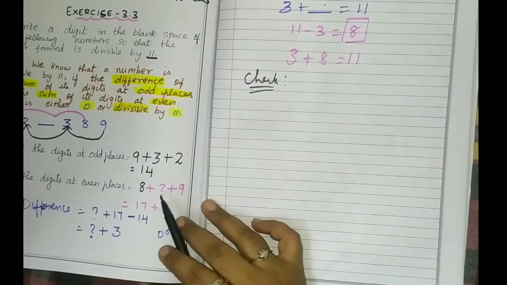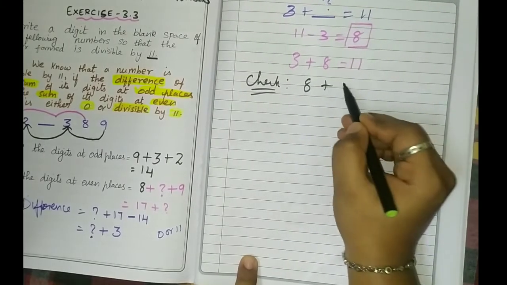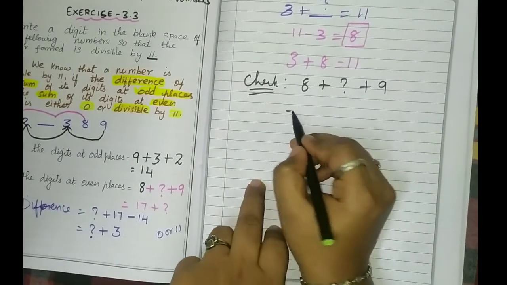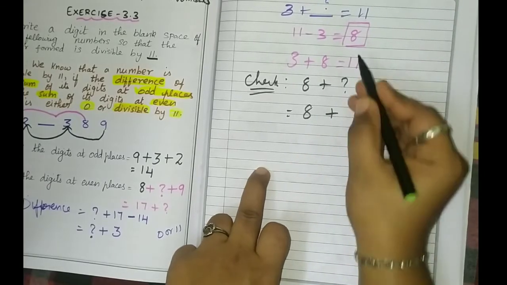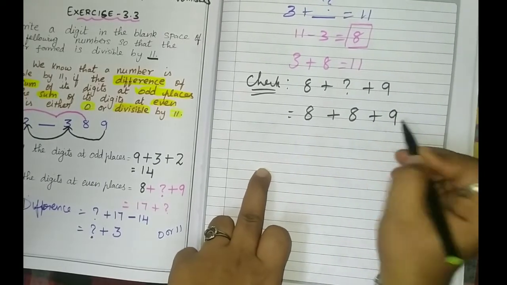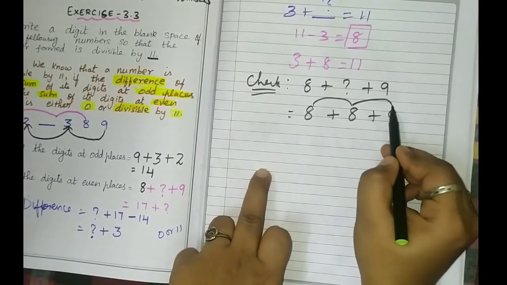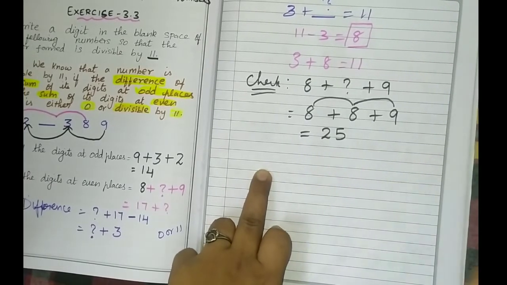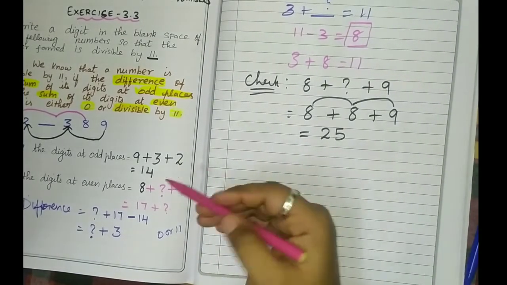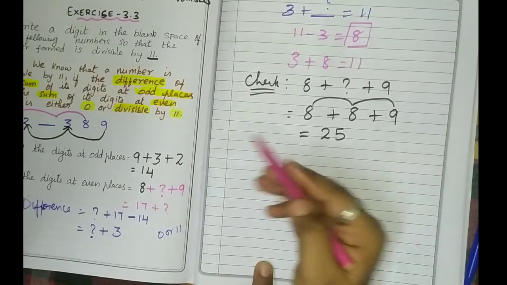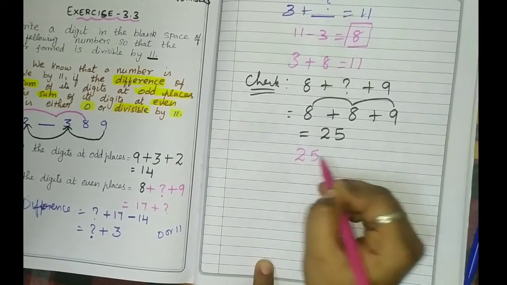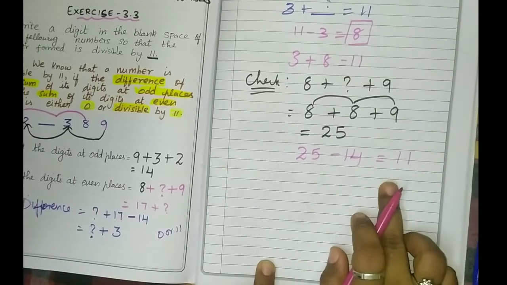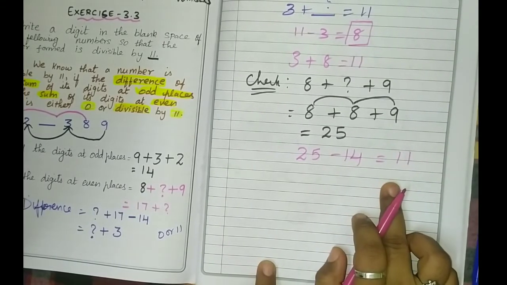So in this position we go: 8 plus question mark plus 9 is written. In the question mark place, you put 8: 8 plus 8 plus 9. So 8 plus 8 is 16, 16 plus 9 is 25. Am I right? Now you can subtract and check, even place minus odd place: 25 minus 14. What is the answer you're getting? It is 11. It is divisible by 11. Am I right?